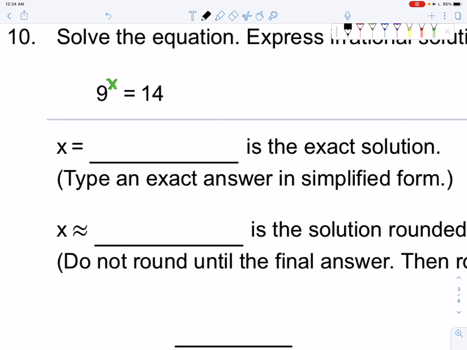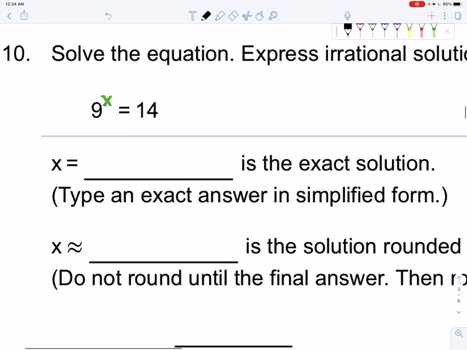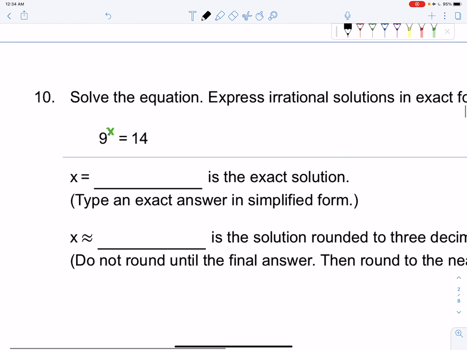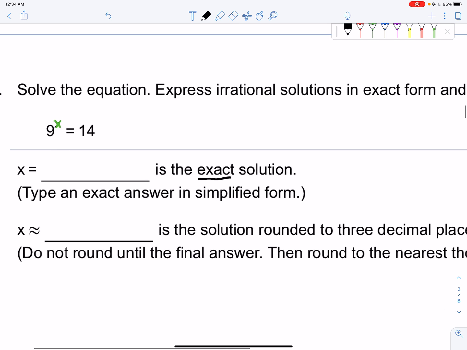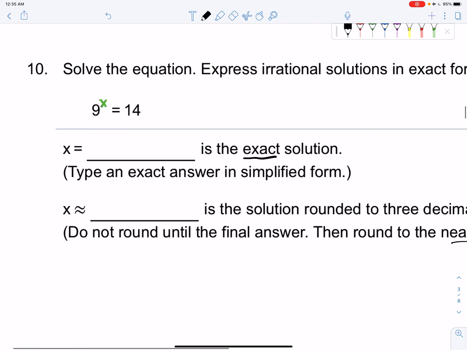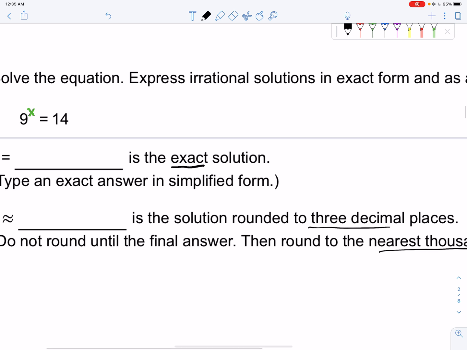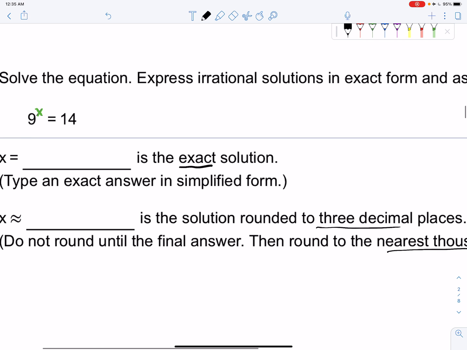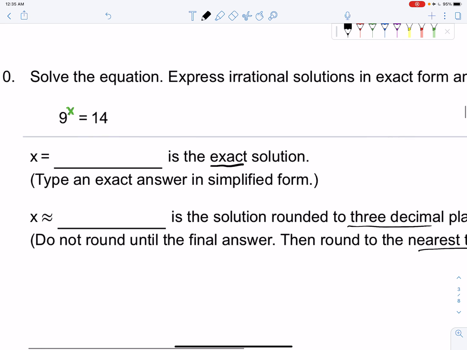So anyhow, let's go ahead and work this problem down here. What's different about this one also is that they want us to write the exact solution. So it's going to have logarithms in it. And then they want us to write the approximate solution rounded to the nearest thousandth place, 3 decimals. There it is right there, 3 decimals. So, all right, well, let's do it.